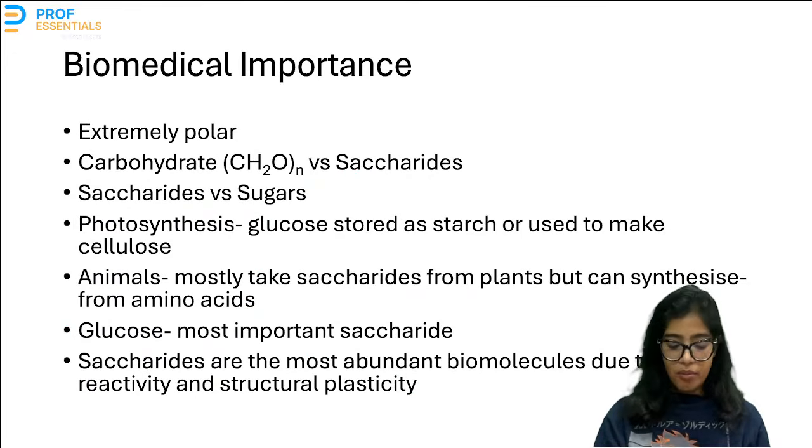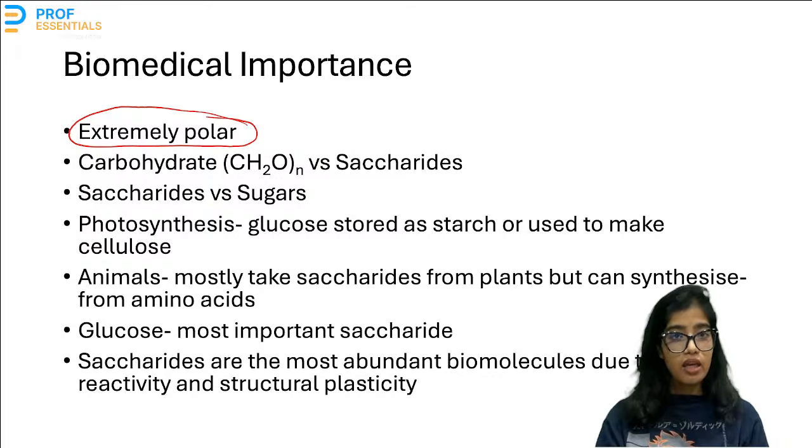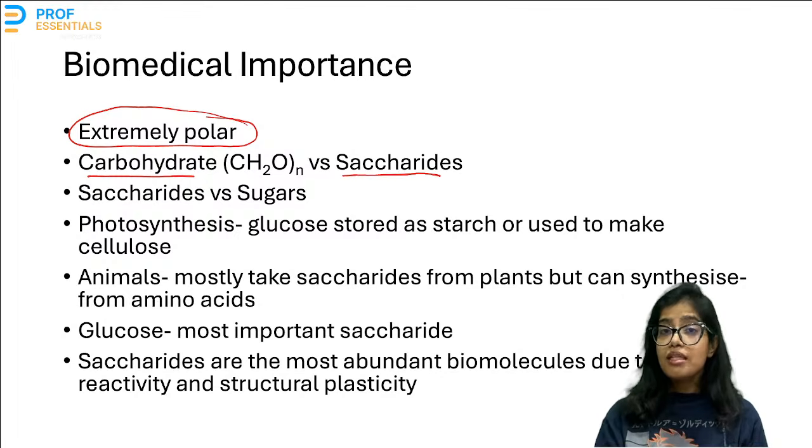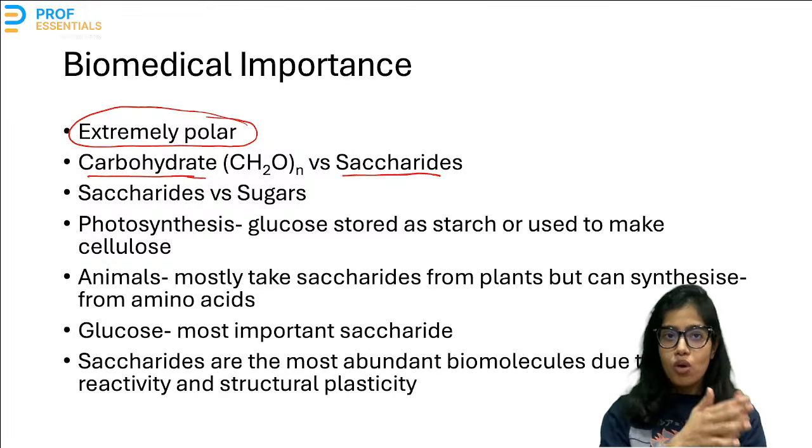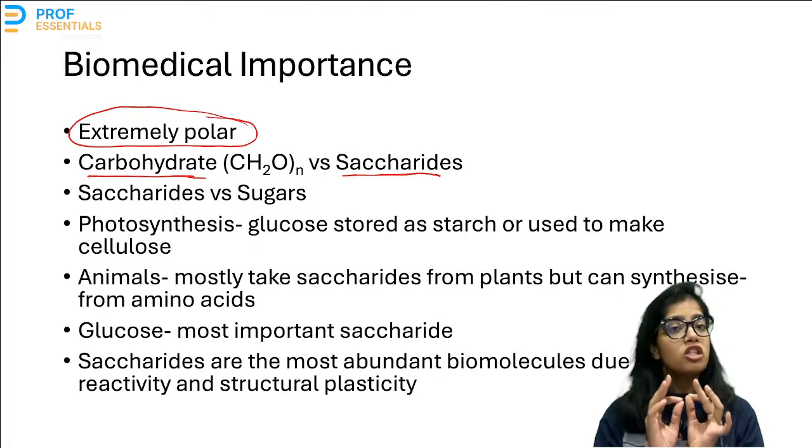Now we will begin with the biomolecules. For carbohydrates, what is their biomedical importance? Firstly, they are extremely polar compounds. Now, what about the nomenclature, carbohydrates or saccharides? Which one is more correct, or more applicable? Carbohydrates refers to something with the empirical formula (CH2O)n, that means hydrates of carbon. So hydrates of carbon in varying molecules form carbohydrates, but it is not always true.